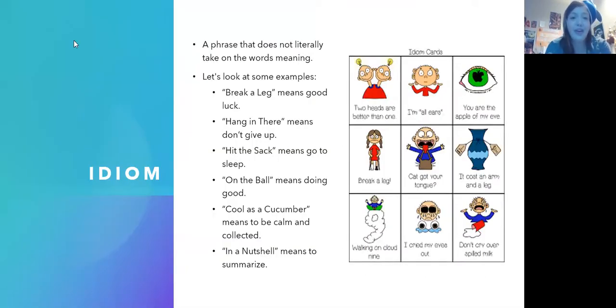Idioms. Idioms are another good one. An idiom is a phrase that does not literally take on its words' meanings. So let's look at our idiom cards here. Let's go to this middle one where this kid's going. It says, cat got your tongue? That means you don't know what to say. You're being silent. The cat's got your tongue. So that's what an idiom is. You're on the ball. It means you're doing good. Cool as a cucumber. It means you're cool, calm, and collected. Starting to stick.